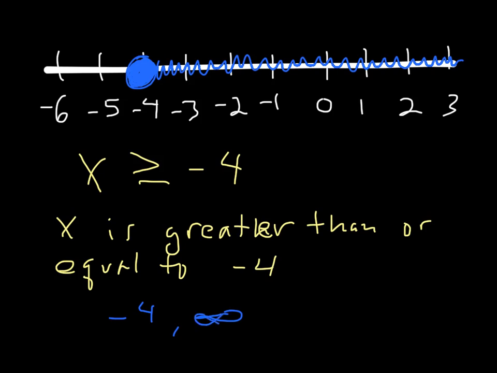Then using our notation, our endpoints here are negative 4 and positive infinity. That's a terrible infinity sign. We can never reach infinity, so that's a parenthesis. At negative 4 we do reach it because it's equal to, so we have a bracket there.